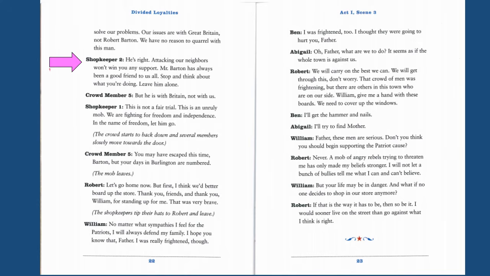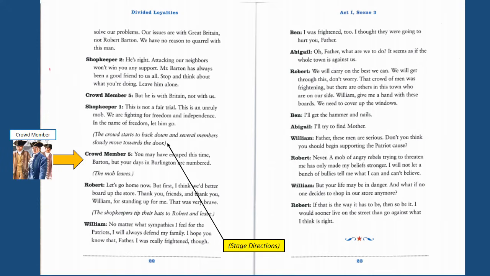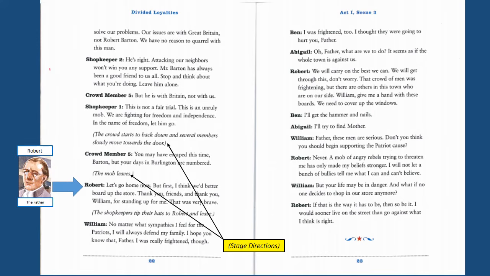He's right. Attacking our neighbors won't win you any support. Mr. Barton has always been a good friend to us all. Stop and think about what you're doing. Leave him alone. But he is with Britain, not with us. This is not a fair trial. This is an unruly mob. We are fighting for freedom and independence. In the name of freedom, let him go. You may have escaped this time, Barton, but your days in Burlington are numbered. Let's go home now. But first, I think we'd better board up the store.